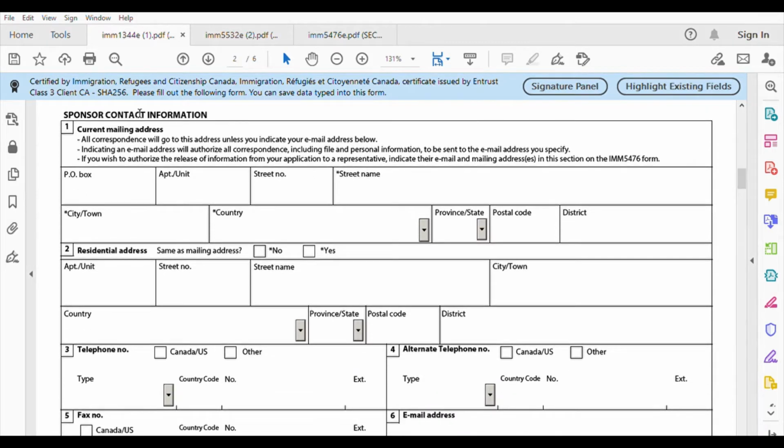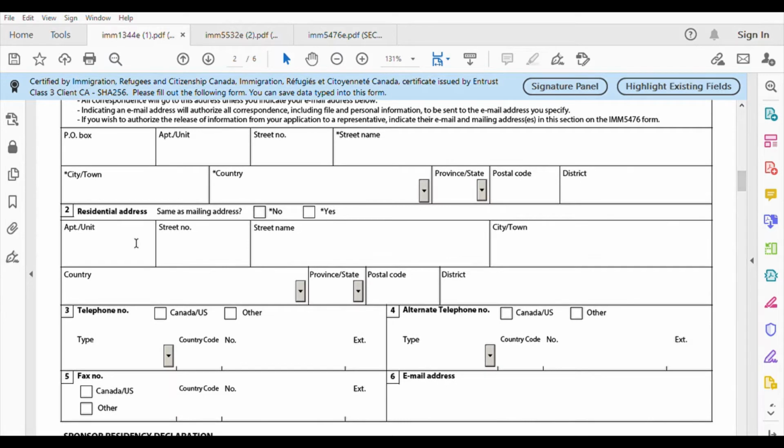Sponsor contact information, current mailing address. So here you need to provide your address or mailing address. So if the government wants to send you any documents or papers, they will send them to this address. Apartment, street number, street name, city, country, etc.